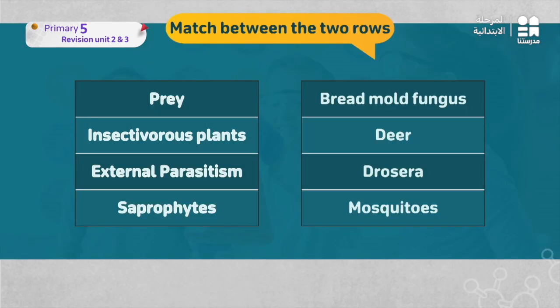طيب تعالوا نكمل. Now match the following: prey, insectivorous plants, external parasites and saprophytes. In the other one, bread mold fungus, deer, drosera and mosquitoes. طب تعالوا كده نفكر بالراحة.